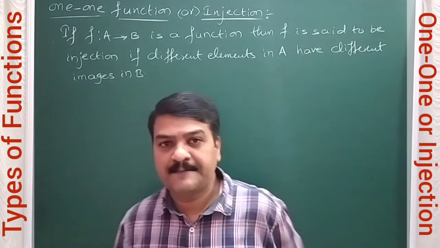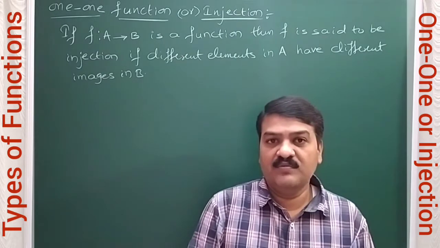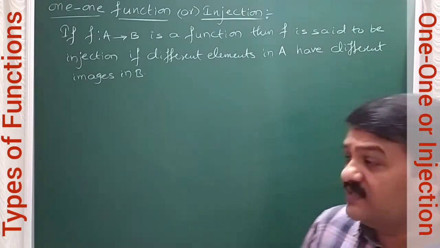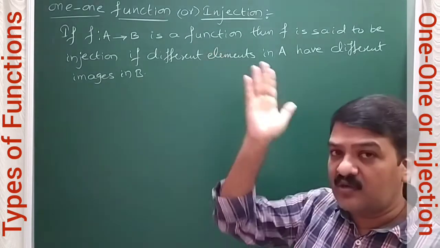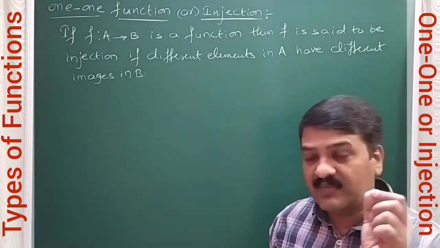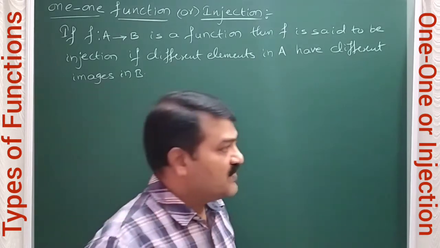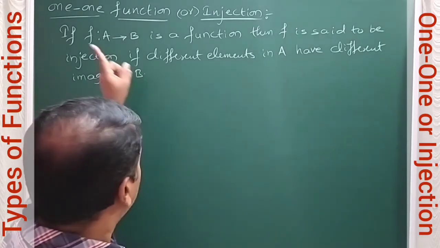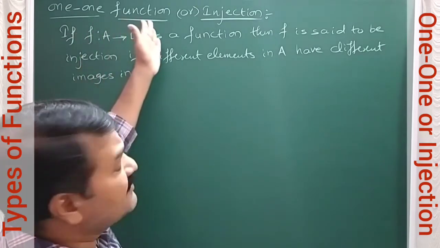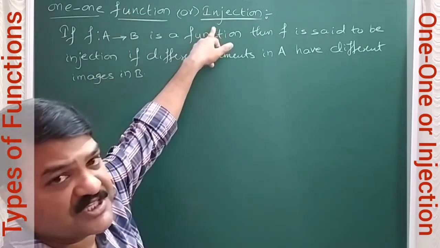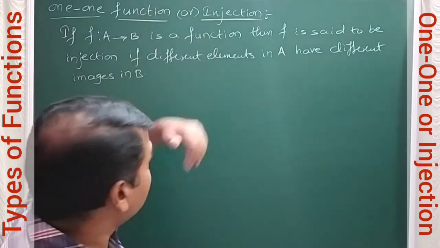Hi students, in this video we are going to focus on one-one function, onto function and bijective function. All these come under types of functions. First, let us discuss one-to-one or one-one function or mapping, which is also called an injection. That is the other name.